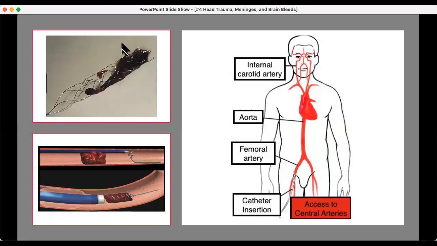So for the guy I was talking about, this is what he had. He had a piece of clot. The radiologist threaded a catheter into the femoral artery and threaded all the way up through the aorta, up into the brain, and found the clot and then removed it through this basket.